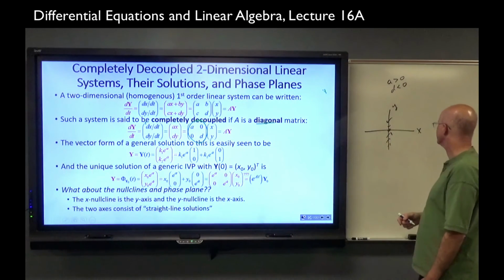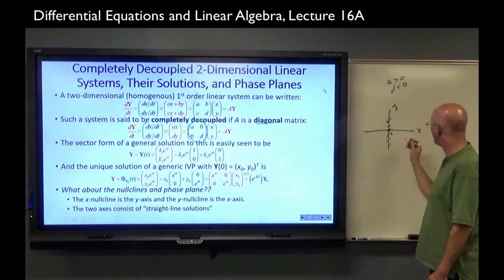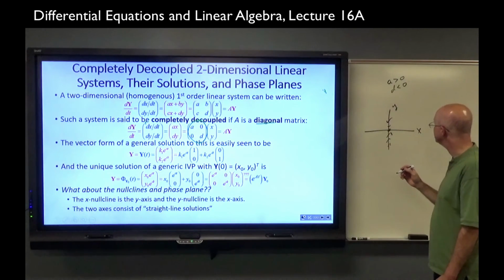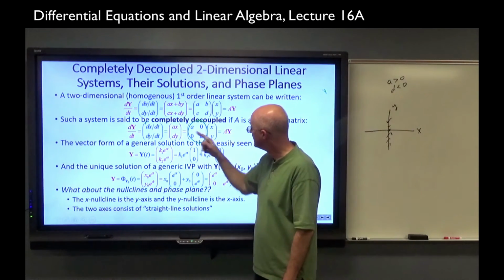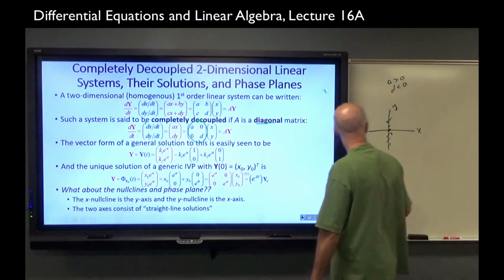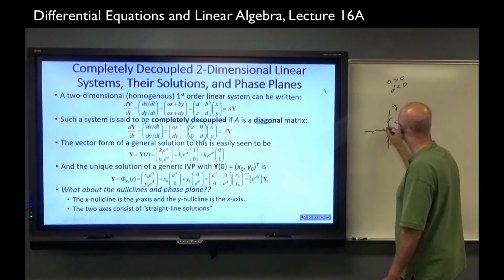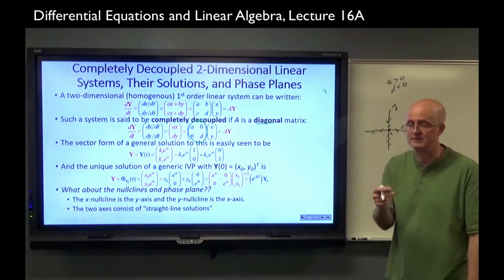And if A is positive, the y nullcline is the x-axis. Arrows have to be pointing horizontal along the x-axis. And if A is positive, you get exponential growth. Dx dt is a positive number times x. That's exponential growth right there. Solutions move away from the origin along the x-axis. But they are straight lines. As parametric curves, the curve is straight.